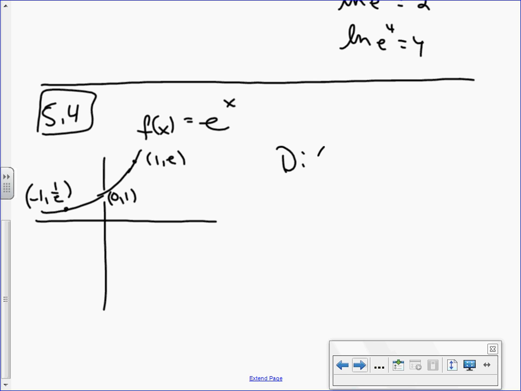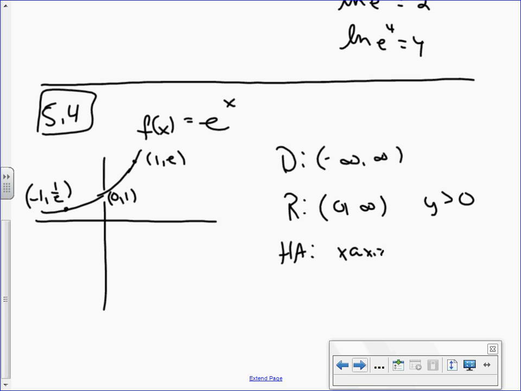The domain of this is all real numbers, and the range of it is 0 to infinity, or y is greater than 0. There is a horizontal asymptote, the x-axis, a horizontal asymptote that you need to keep up with. It is an increasing graph.